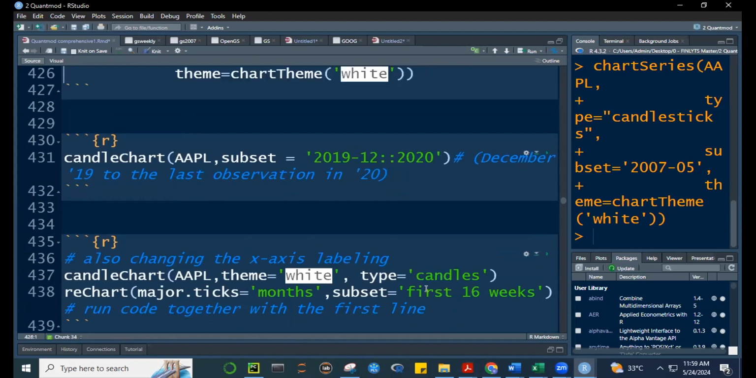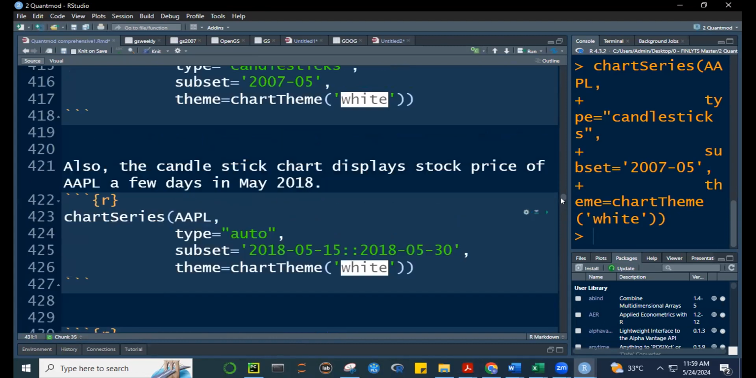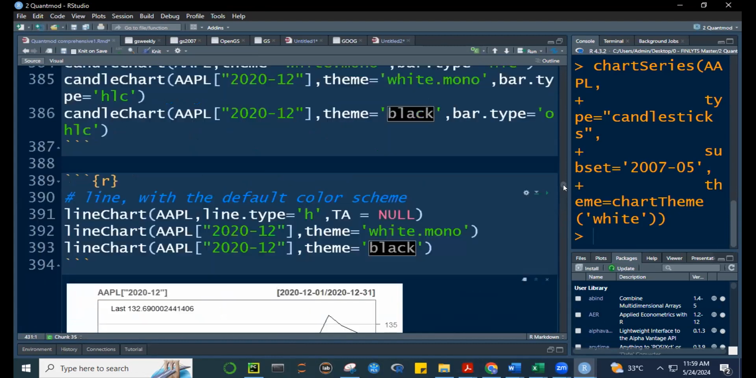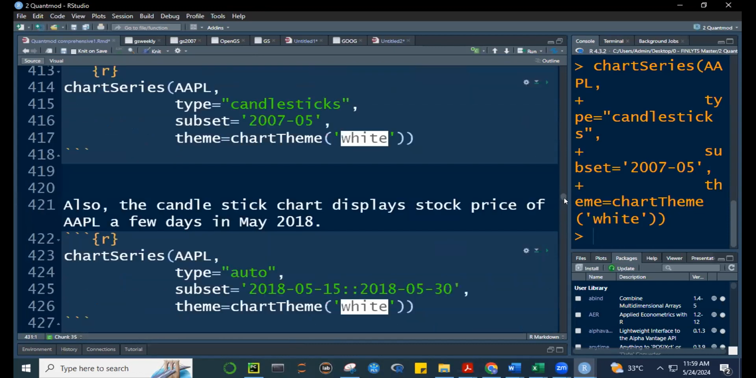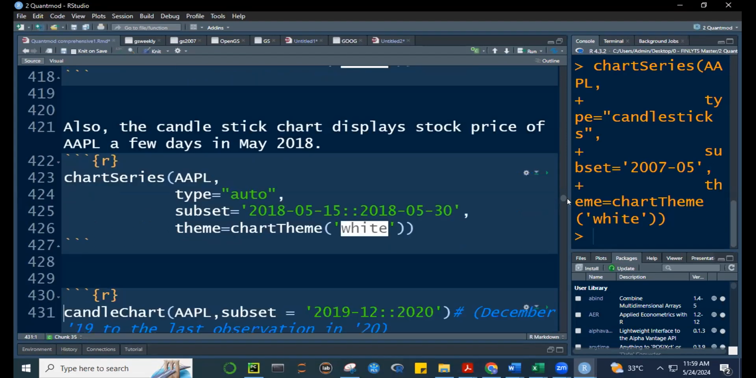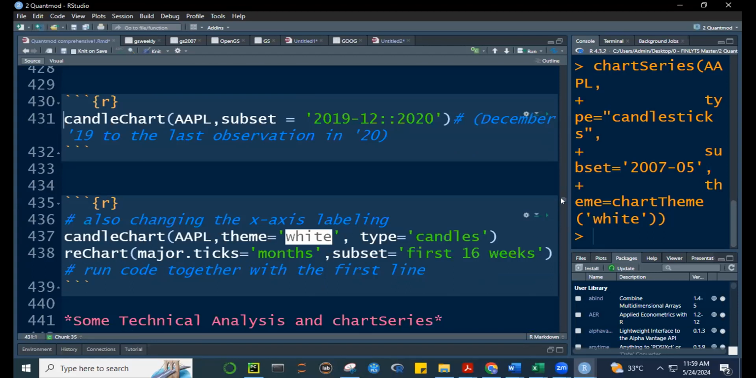Okay, this is similar, class. Chart series, or you can use candle chart directly. Okay, they give us the same plots. So chart series, or candle chart itself, just like the one above here, will give us the same chart. Whether you use chart series with type equal to candlesticks or candle chart itself, it will give us the same chart.